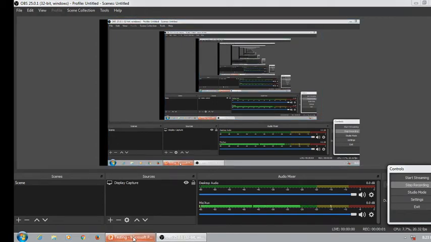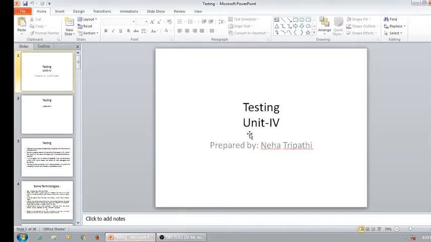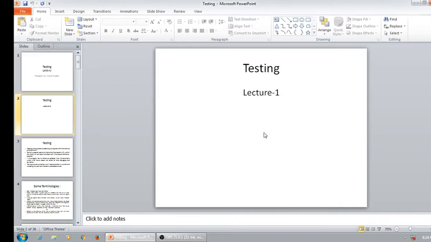Good morning, students. Let's start with the testing phase now, which is a part of the fourth unit. So we have completed the requirements, designing, coding, and now we'll start with the testing phase. Once the coding is over, there comes the task of testing.